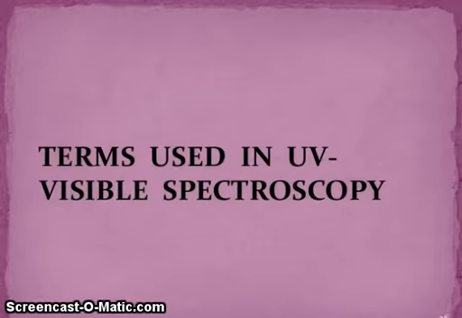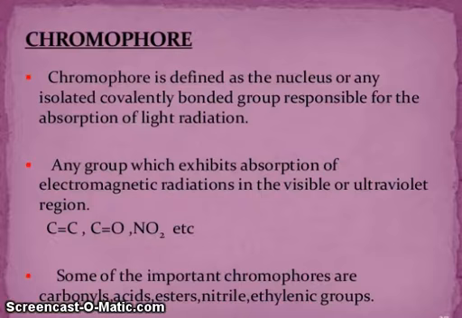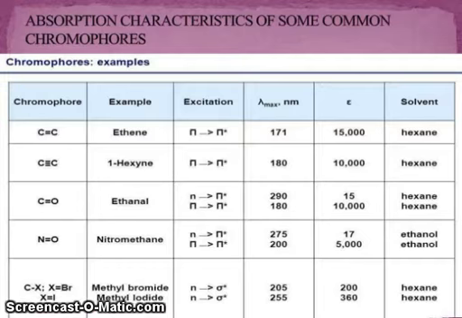Now a term used in UV-visible spectroscopy: chromophore. A chromophore is defined as the nucleus or any isolated covalently bonded group responsible for the absorption of light radiation, any group which exhibits absorption of electromagnetic radiation in the visible or ultraviolet region. Some important chromophores are carbonyls, acids, esters, nitriles and ethylenic groups. You can see the absorption characteristics of some common chromophores.